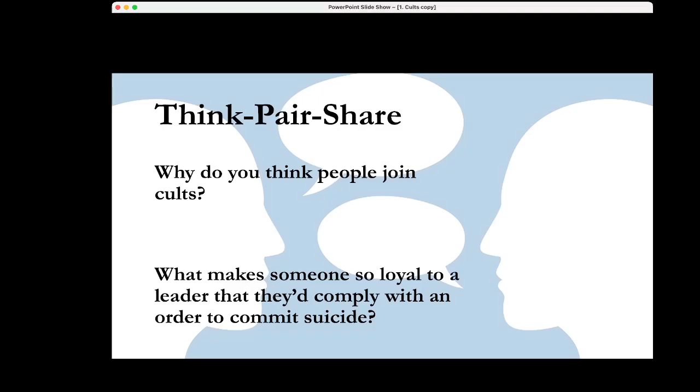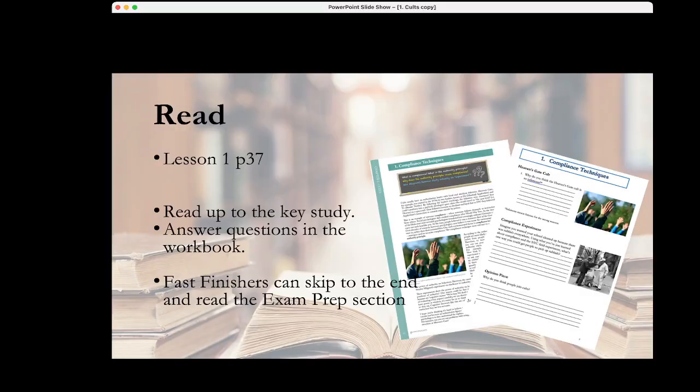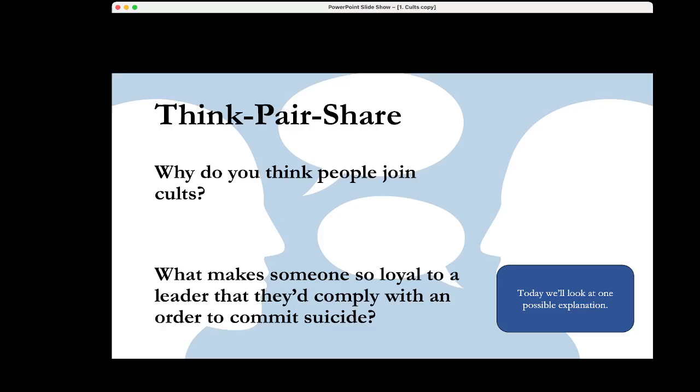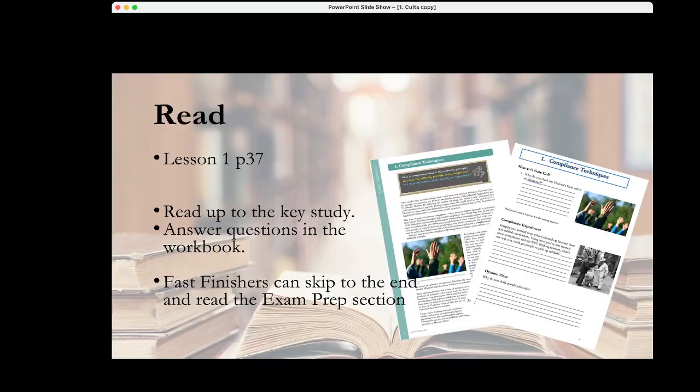Another warning, hey, we're talking about mass suicide. And in my course, I treat kids as resilient, they're fine. I don't shy away from tricky topics. But this might be something that you need to consider if that doesn't feel comfortable to you. Anyway, after the think pair share, I just thought, well, the best thing is actually to read that first page of compliance techniques, and then there's some questions in the workbook.